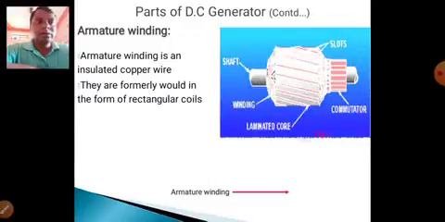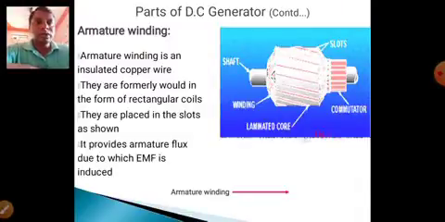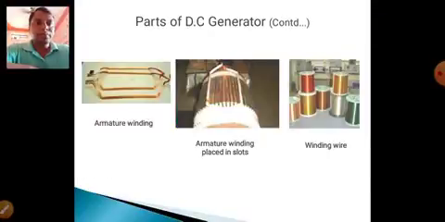We already discussed this in the simple loop generator. We are using rectangular coils, right? They are placed in their slots as shown. It provides armature flux, due to which EMF is induced. These are the parts of a DC generator. Winding wire, copper wire is used. Armature winding is placed in slots in between the armature windings. Armature winding.